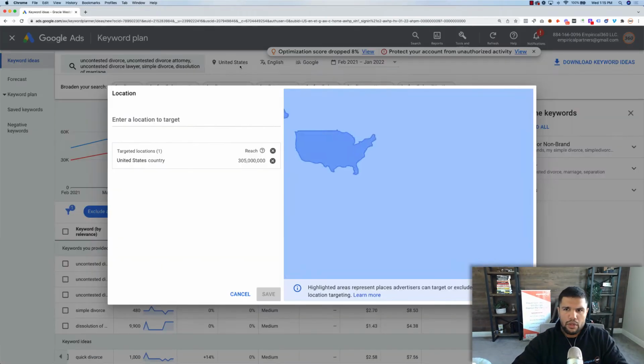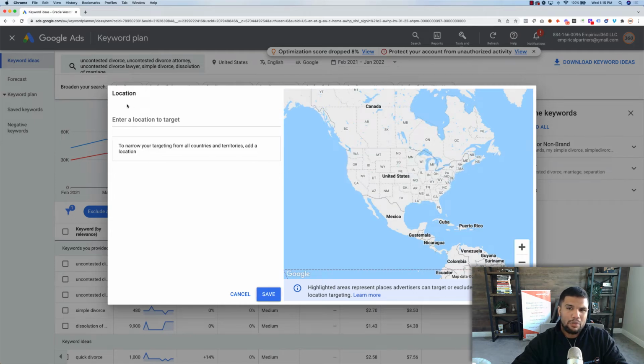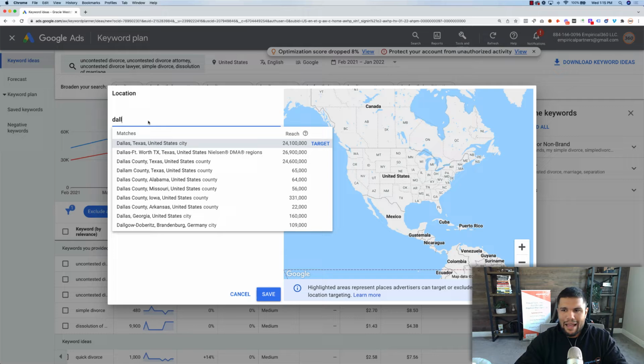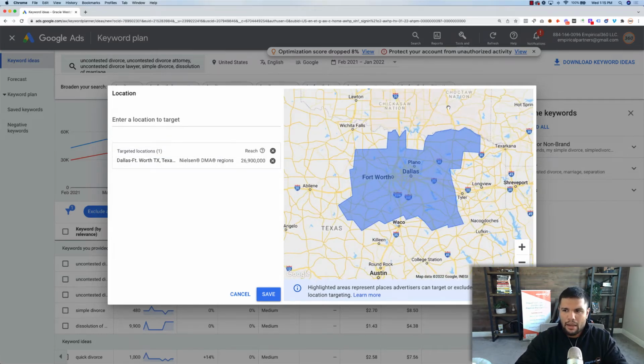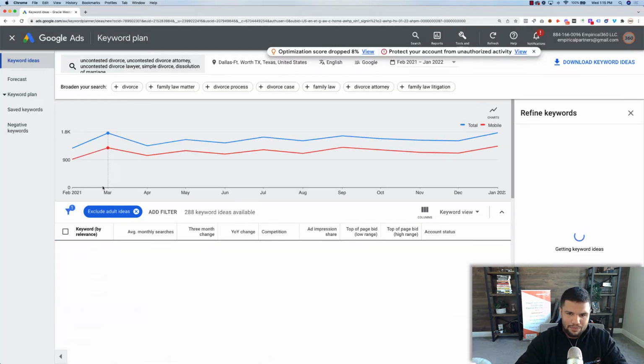So this works really, really well in larger cities also because, again, these are not heavily searched keywords. Most of the time, people just look for a divorce attorney or a family attorney. So the more specific the search, the more volume you're going to need in an area to actually make an impact. So we're going to do a search in Dallas, Fort Worth, DMA, because I know there's a ton of people there. And if it's going to work anywhere, it'll definitely work here.